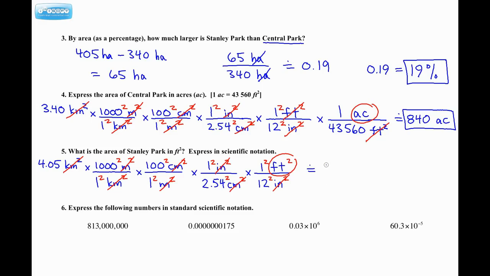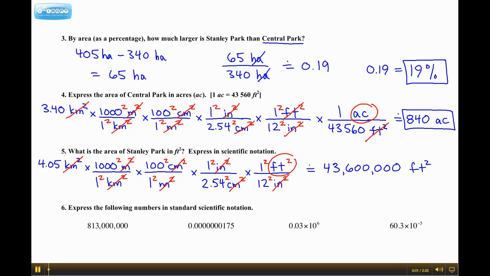So when I write out this number, I get over 43 million, so I'm going to round it. Let's say 43 million 600,000, and of course this is feet squared. This is approximate, but it's enough digits for as accurate as I want to be. There we go.